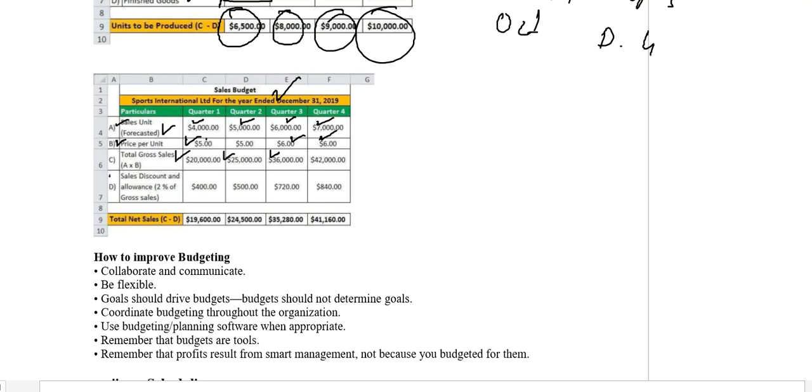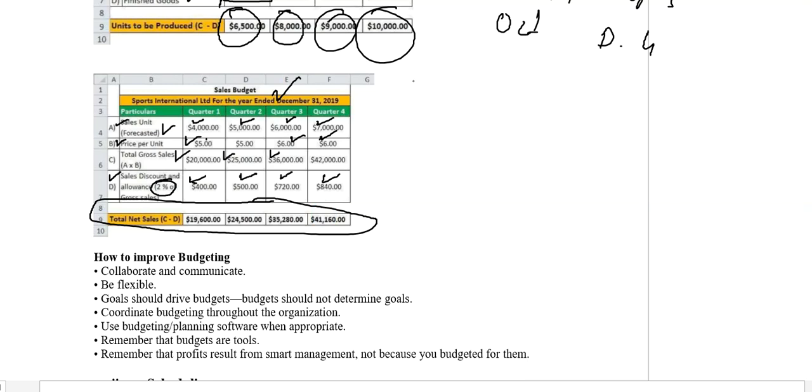And in row D we have 2% sales allowances or discounts that we have given to our customers. So if we have given an average 2% discount, then there will be 400 rupees in discount for the first quarter, 500 for the second quarter, 720 for the third quarter, and 840 for the fourth quarter. So at the end of the day, we will have this amount, which will be the final expected and budgeted sales or revenue for the company.